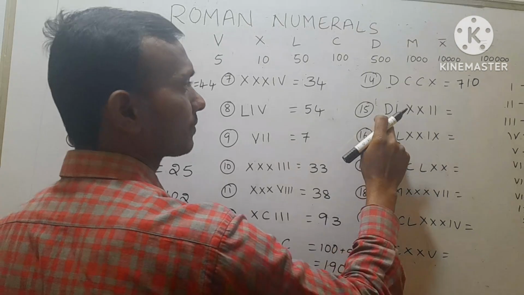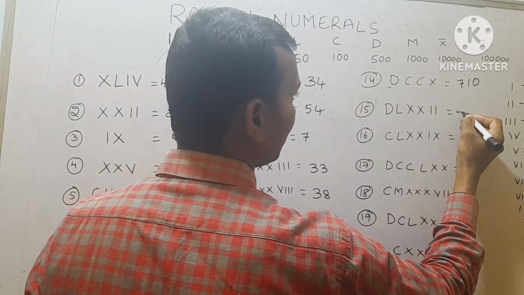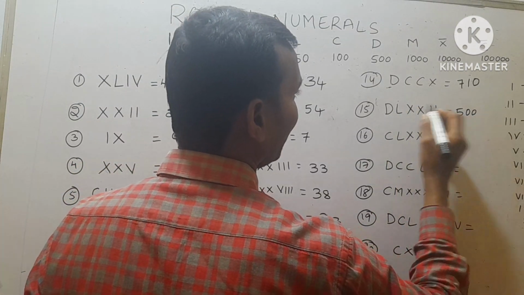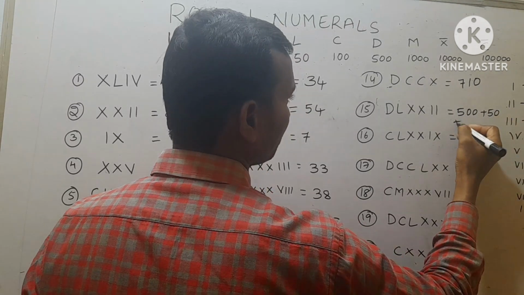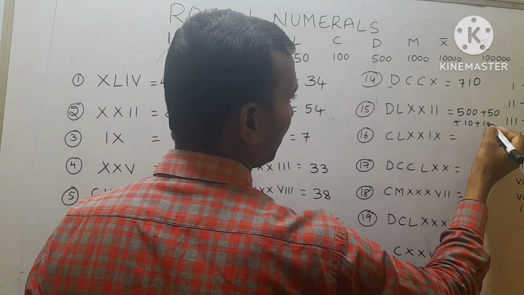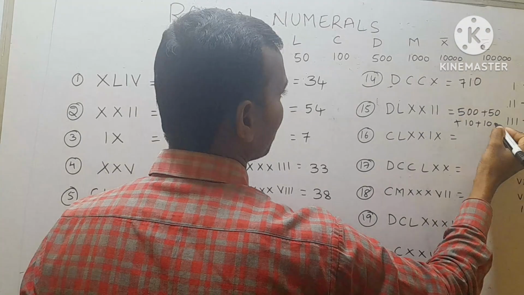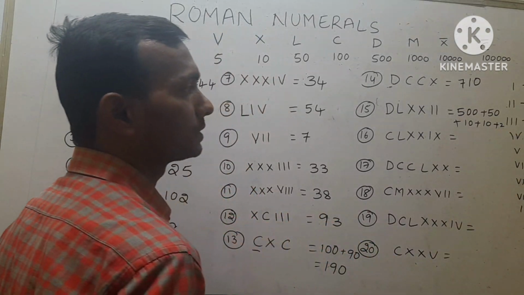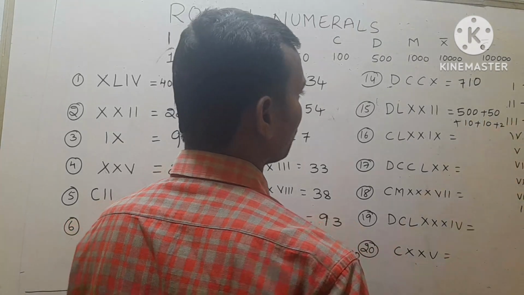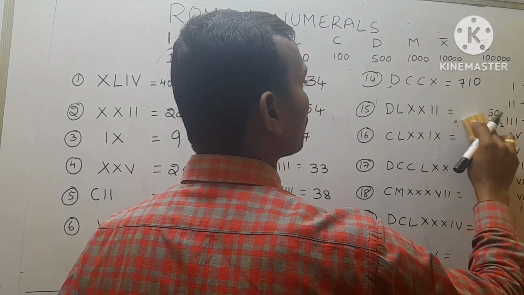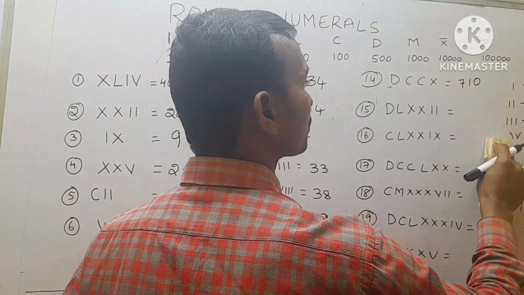Next, D stands for 500, L stands for 50, X stands for 10, II stands for 2. So 500, 50, 60, 70, 72. 572.